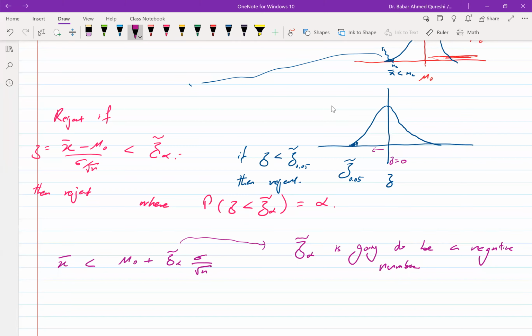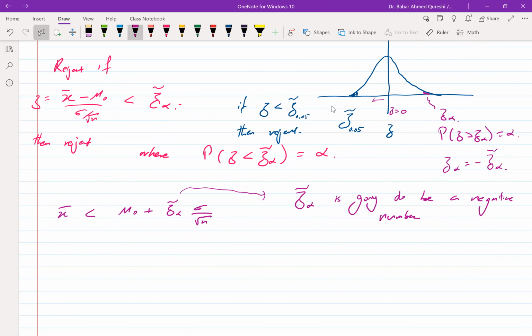Actually, this z tilde alpha will be exactly the same as z alpha, the number for which the probability of z being greater than z alpha is equal to alpha, because it's a symmetric distribution. Where this z alpha would be minus z tilde alpha. So if z tilde alpha is a negative number, z alpha would be exactly the same number, but with positive sign. So I can also write it like this.